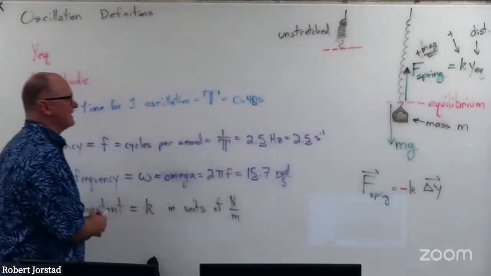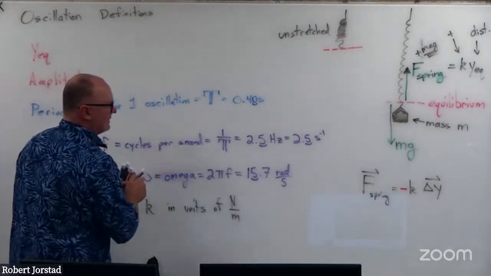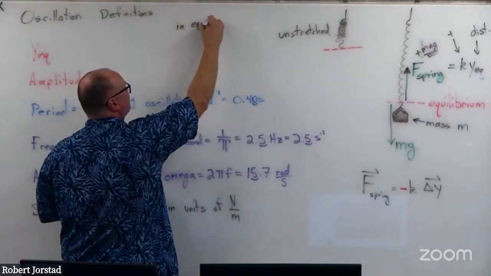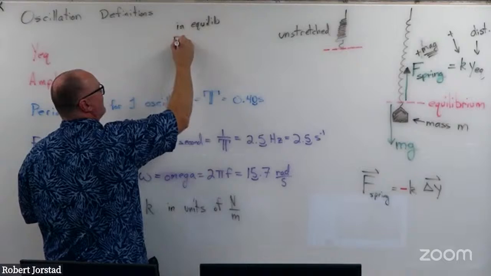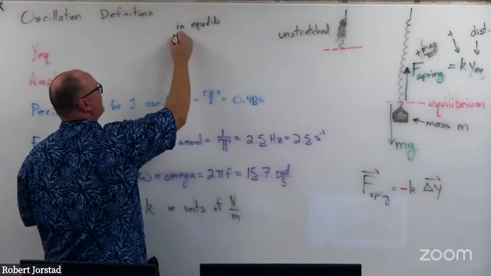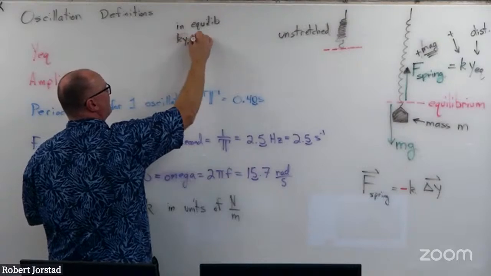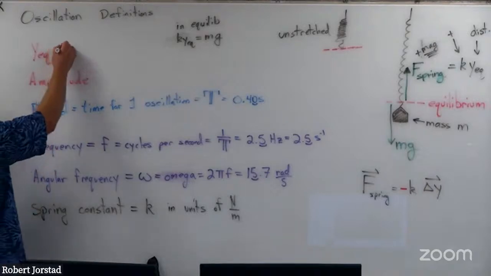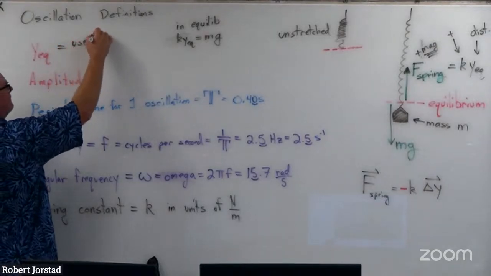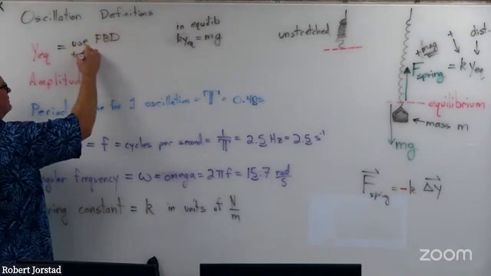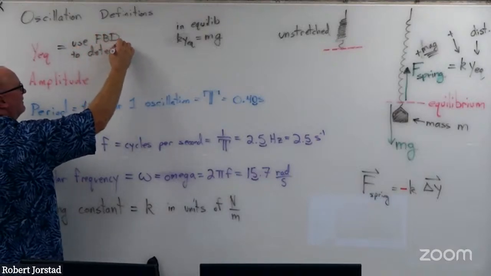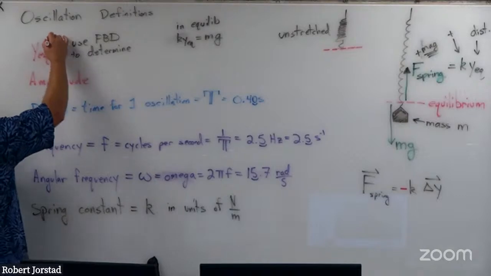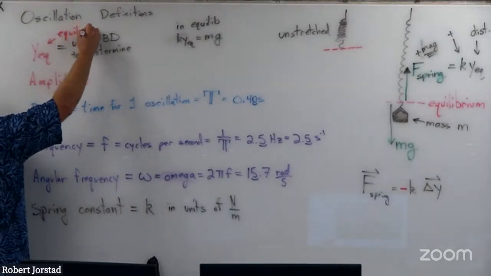In that sense, if we flip this all around, notice what we get here. In equilibrium, force of the spring, well, let's just write it like this. Ky equilibrium equals mg. So notice for this case, or in all cases, use FBD to determine the equilibrium position. So that's what this thing means. It's the equilibrium position.